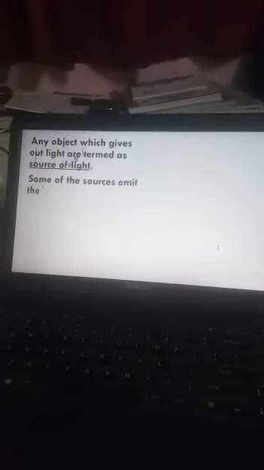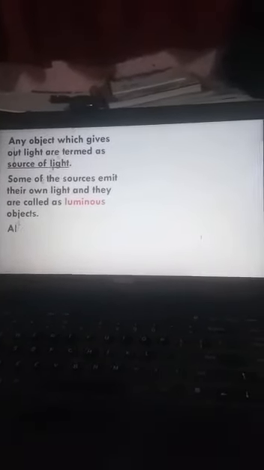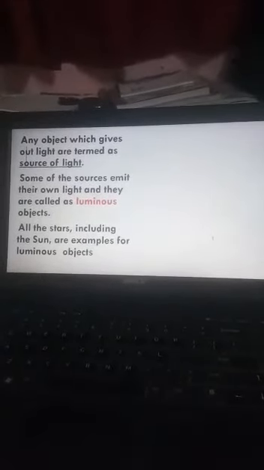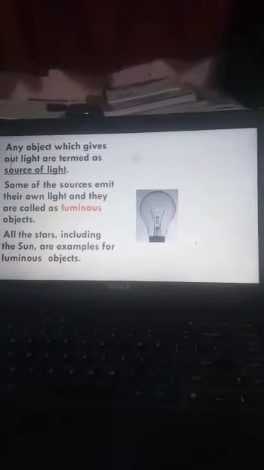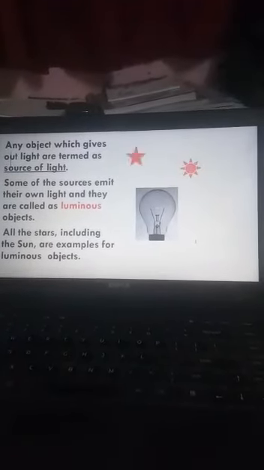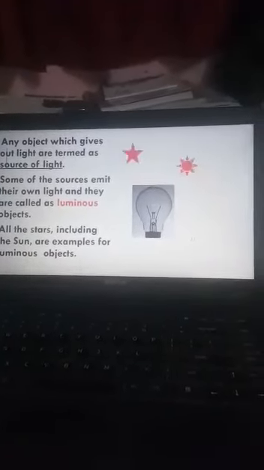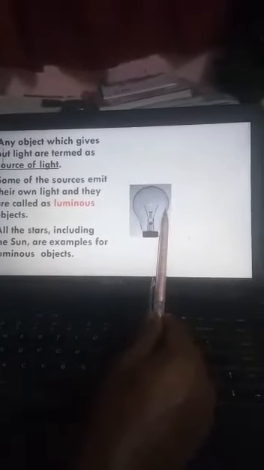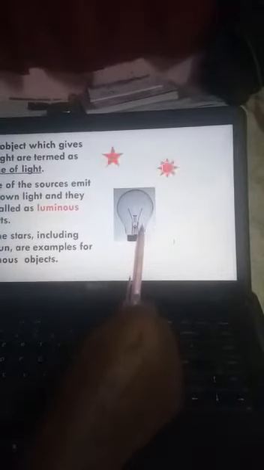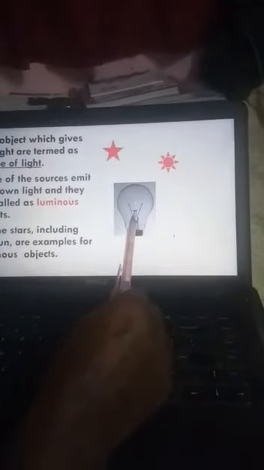Any object which gives out light is termed as source of light, and some sources may emit their own light, and they are said to be luminous objects. For example, stars and the sun, they are self-luminous, that is, they give out their own light, but they are natural. Here I have shown a bulb which is a man-made luminous body. It is also a luminous body, but it is man-made.